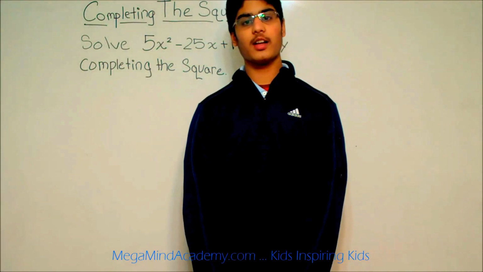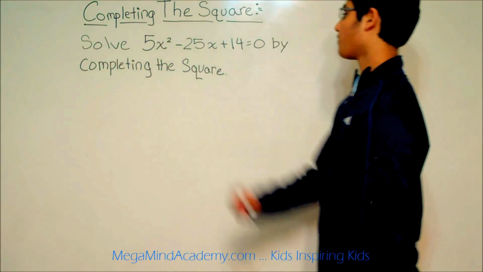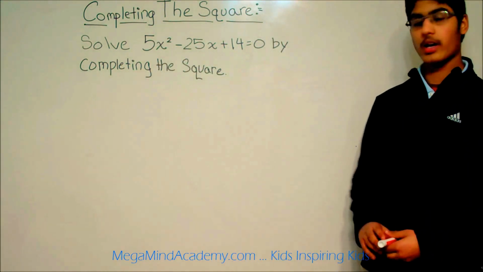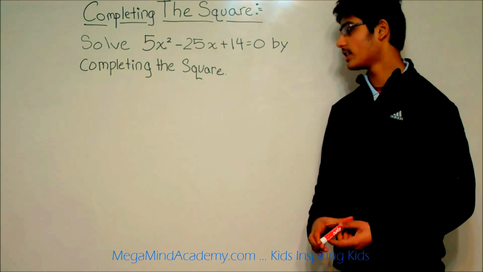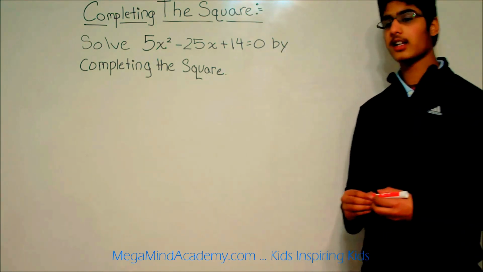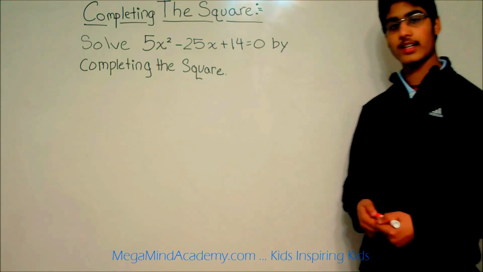Today we're going to learn about completing the square. Let's say we have a problem like this. Solve 5x squared minus 25x plus 14 equals 0 by completing the square. So before we get started, let's first go over what completing the square is.